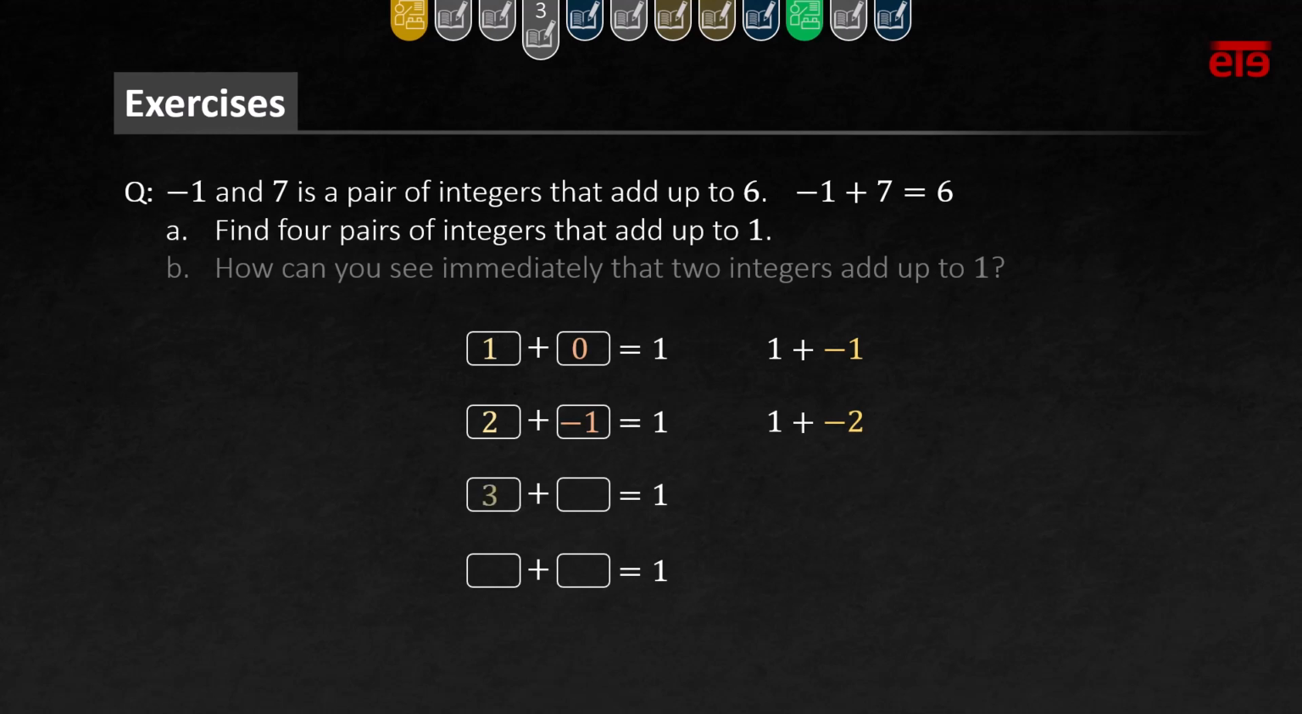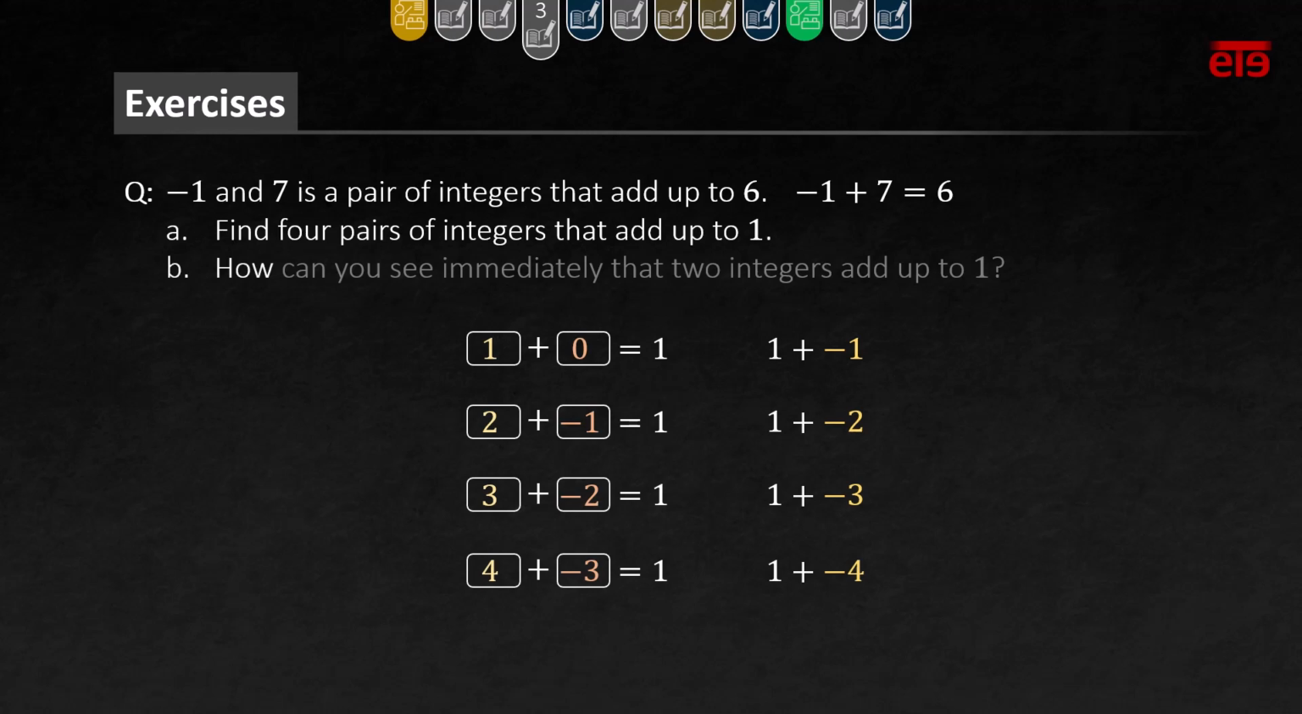If an integer is 3, we can add -3 with 1. 3 and -2 also add up to 1. We can use the same method to find other pairs of integers that add up to 1. Here, 4 and -3 also add up to 1. There are more than 4 pairs of integers that add up to 1.